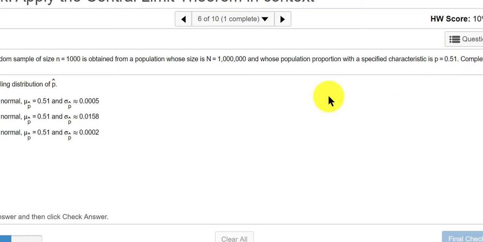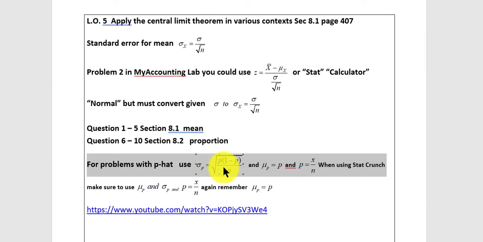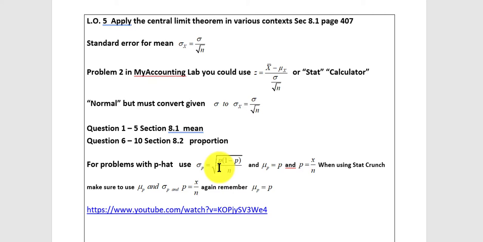we're going to use this 0.51. All right, so it looks like all of our answers here have 0.51. But then how do we come up with our standard deviation? Well, if I look at that formula, it looks like I can do the square root of p times a quantity of 1 minus p over n. I believe n in our problem was 1,000 and p was 0.51.